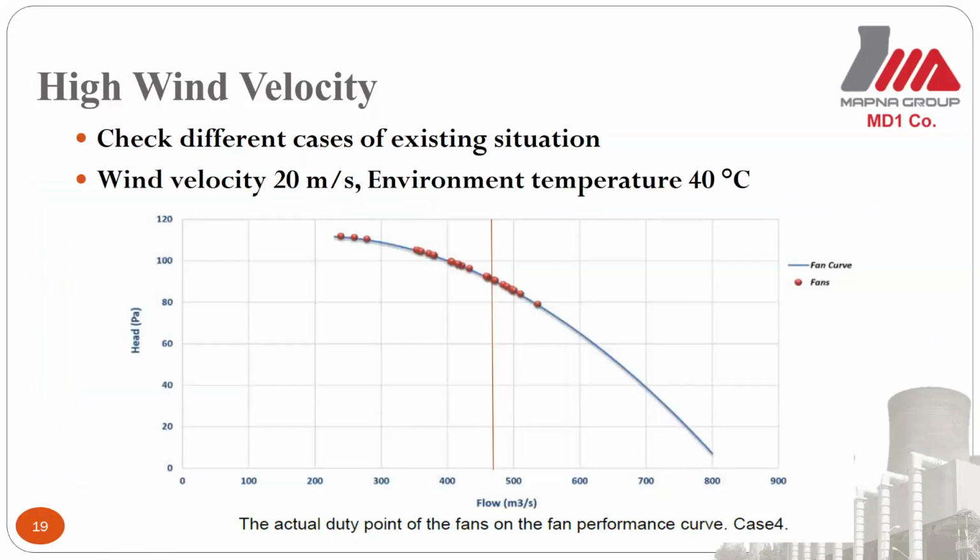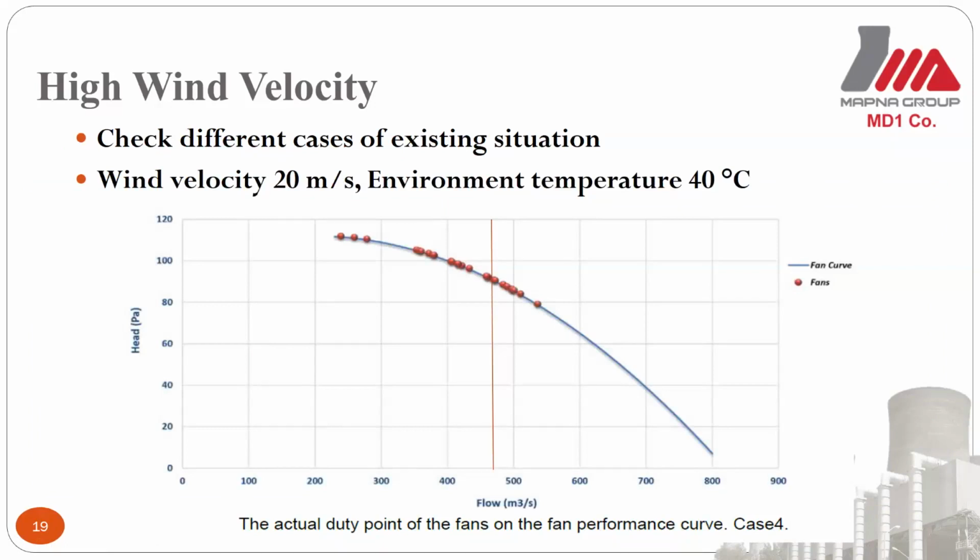First of all, we should check the existing situation. So we study the problem with different wind velocity speeds. To keep it short in this presentation, I will review only the worst case, which is 20 meters per second wind speed and 40 centigrade ambient temperature. In this situation, we check two important parameters: flow rate and hot air recirculation of each fan.